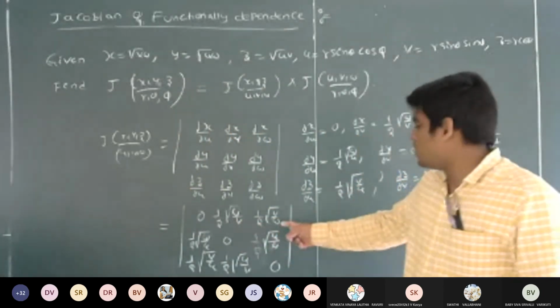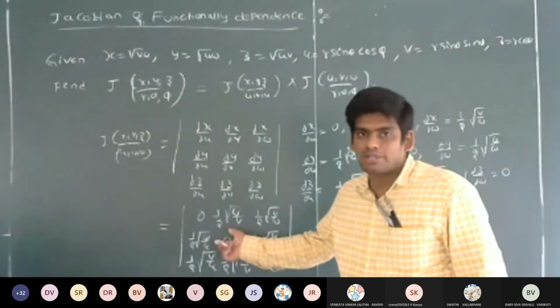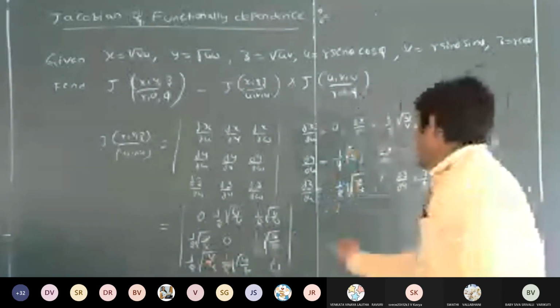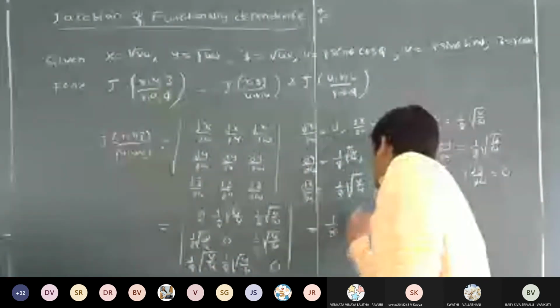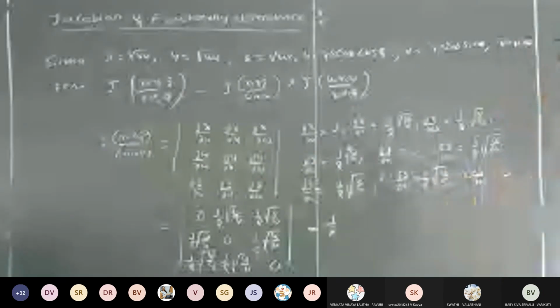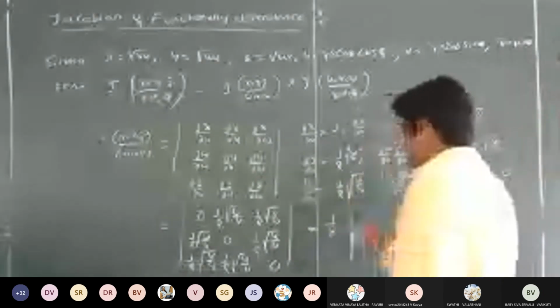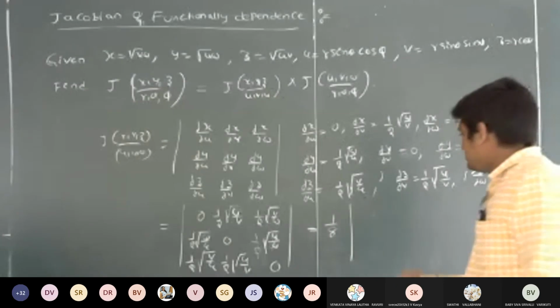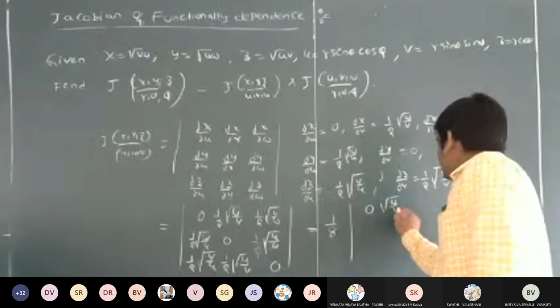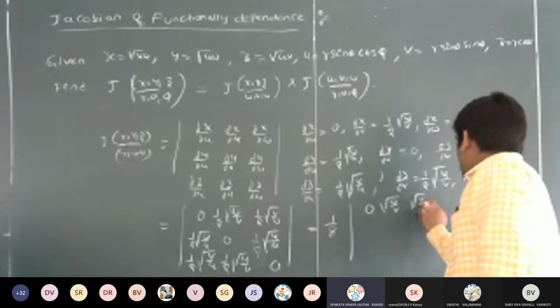So in the first row, what is common? 1 by 2 is common. In the second row, 1 by 2 is common. In the third row, 1 by 2 is common. So it is nothing but 1 by 2 into 1 by 2 into 1 by 2, so it is 1 by 8. Is it clear now? Yes, ma'am. Yes, sir.